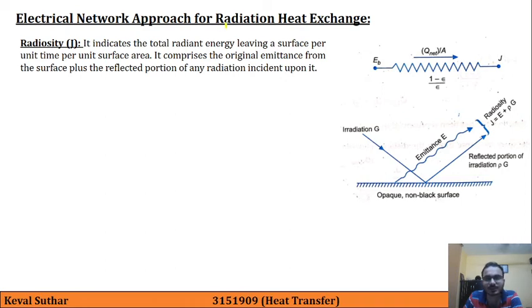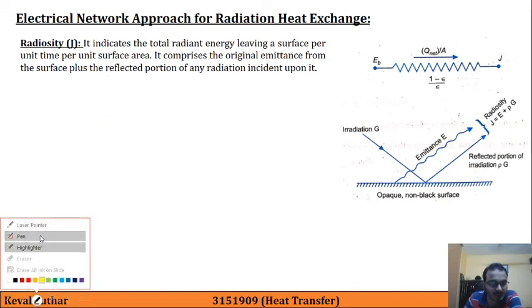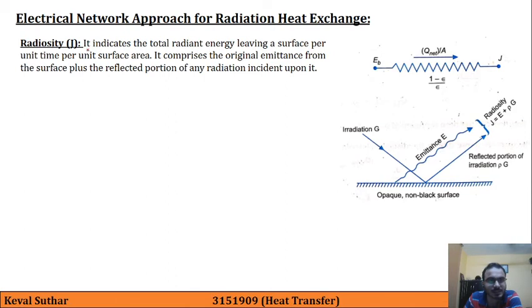for radiation heat exchange. So first we will focus on the second figure, in which we will define the radiosity. What is radiosity here? It indicates the total radiant energy leaving a surface. That is, you need to focus over here. Total radiant energy which is leaving a surface per unit time per unit surface area. So what does it comprise?